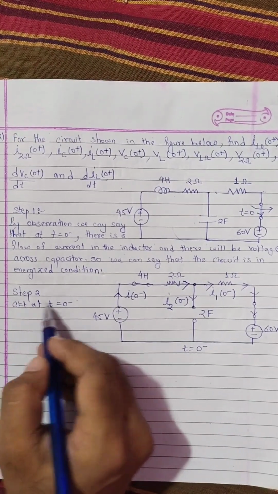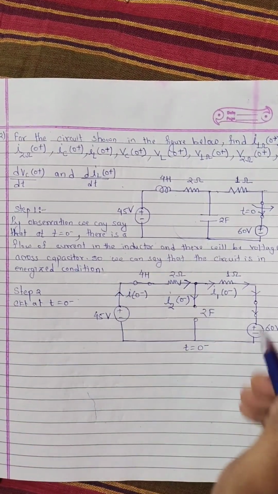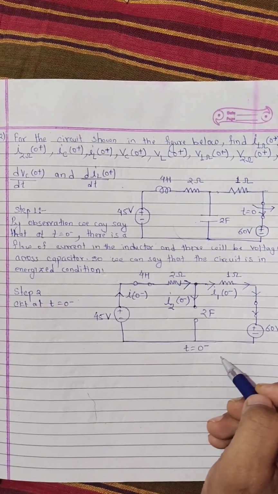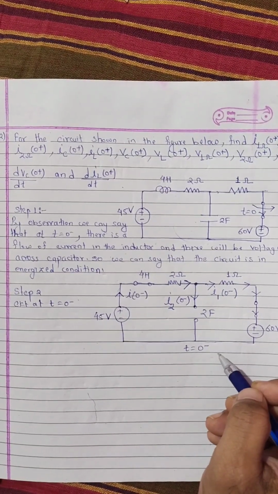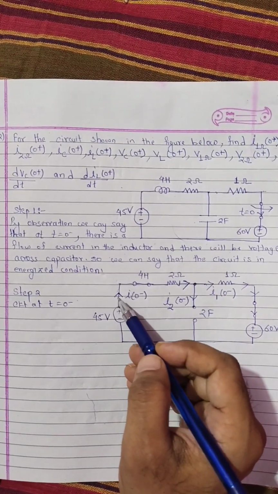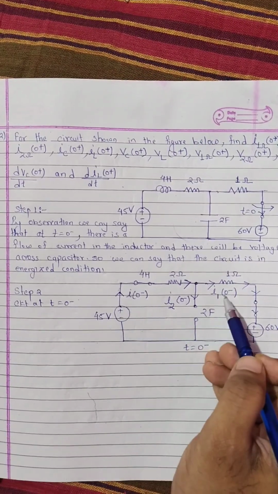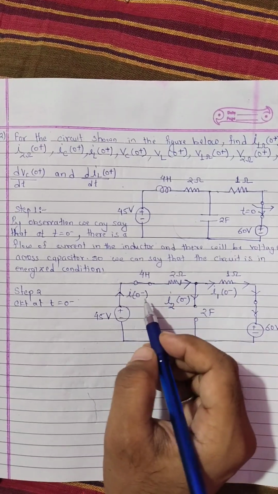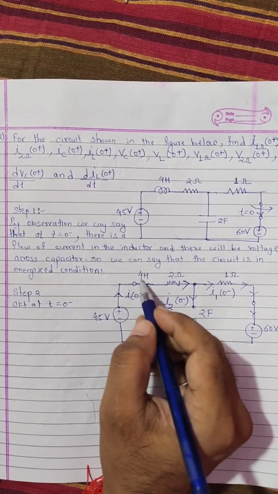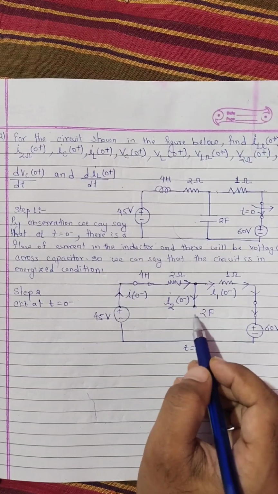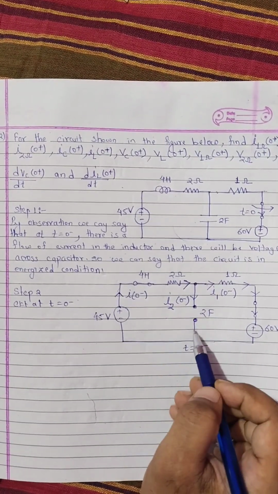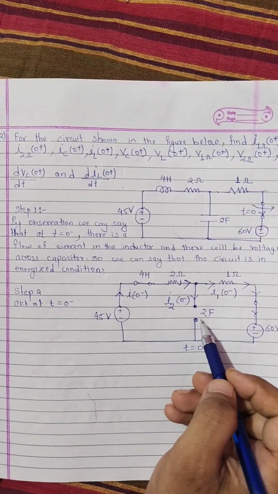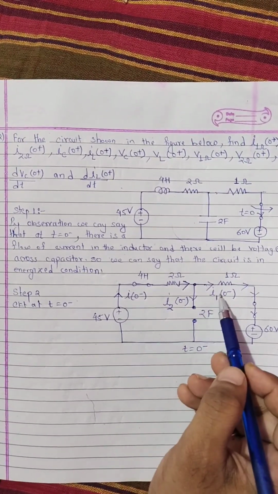In step 2, I have drawn the circuit at t equals 0 minus according to the given table in lecture number 1. Now we will calculate the branch currents, that is I0 minus, I10 minus and I20 minus. Our target is to calculate the current through the inductor, that is IL0 minus, and the voltage across this capacitor, that is VC0 minus. So first of all we will calculate I0 minus, I10 minus and I20 minus.